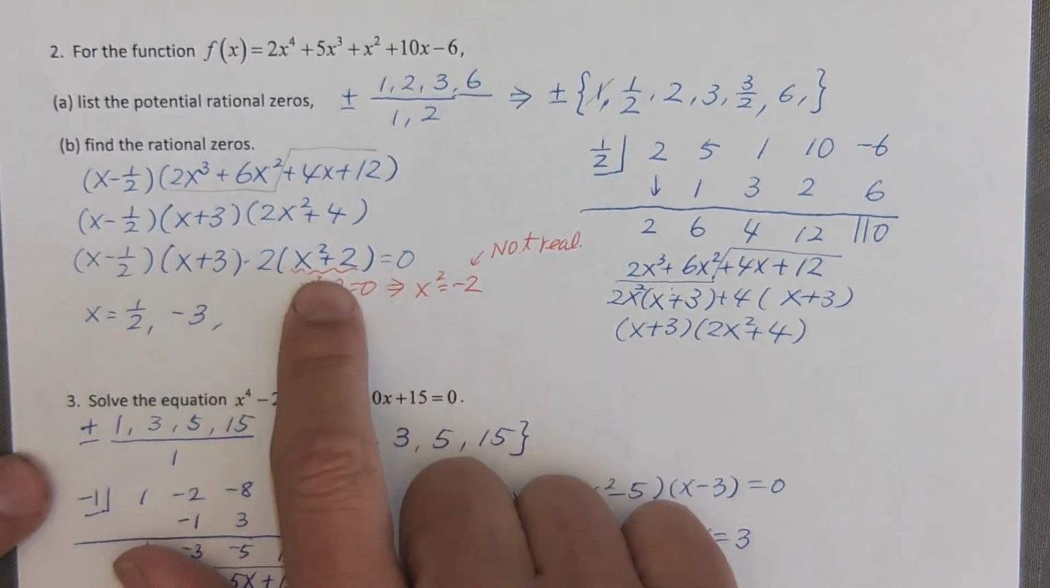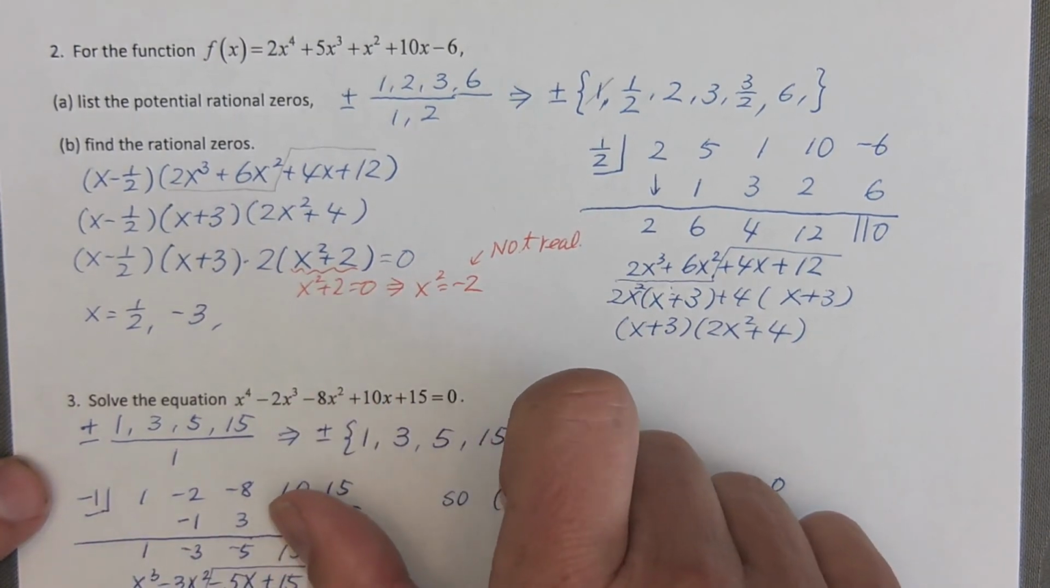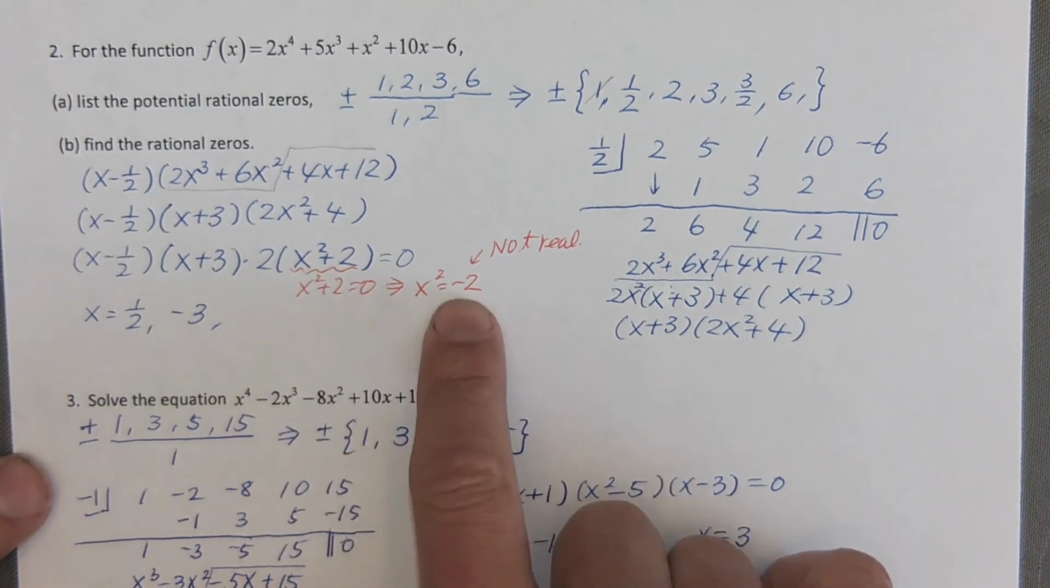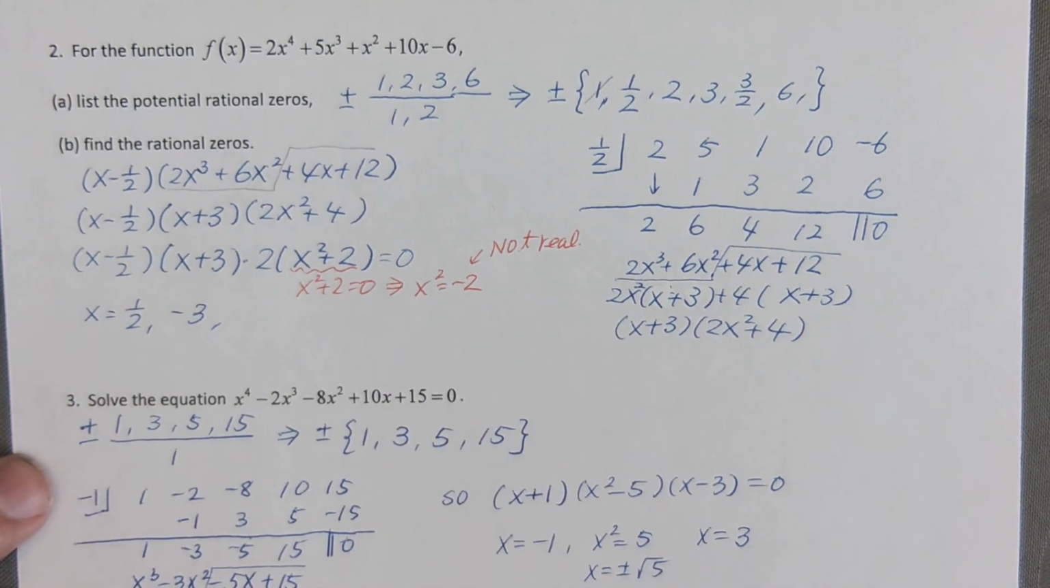By the way, you want to go down till you get a quadratic, because the quadratic, you can always use the quadratic formula. That's always easy to do. Once again, when you set that equal to 0, you can't take the square root and get a real number. You'll end up with complex numbers, which we will talk about in the next video, actually.